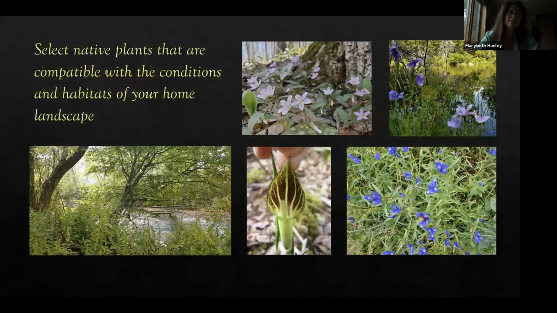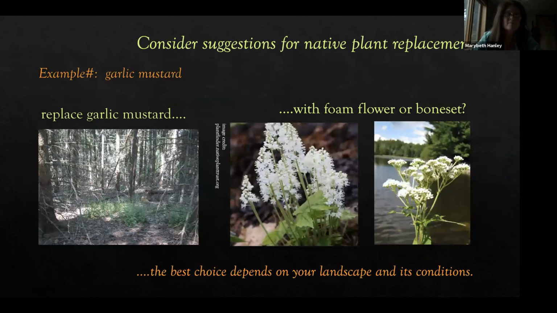So you want to select native plants that are compatible with the conditions and habitats that you have in your home landscape. Some of the references that you'll find will give you suggestions on what you should replace one particular species with. I just offered this as an example. It's been suggested that garlic mustard be replaced with either one of these native plants, foam flower or boneset.